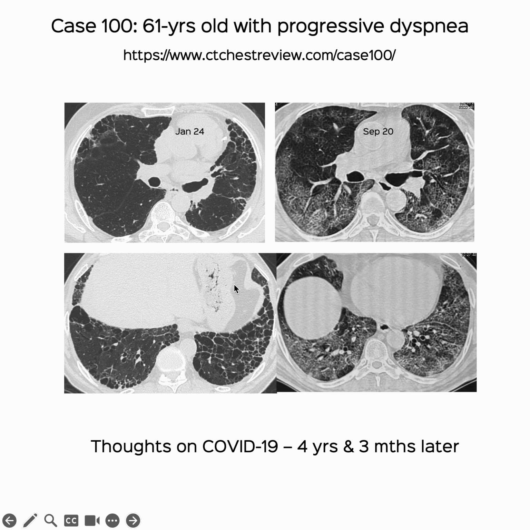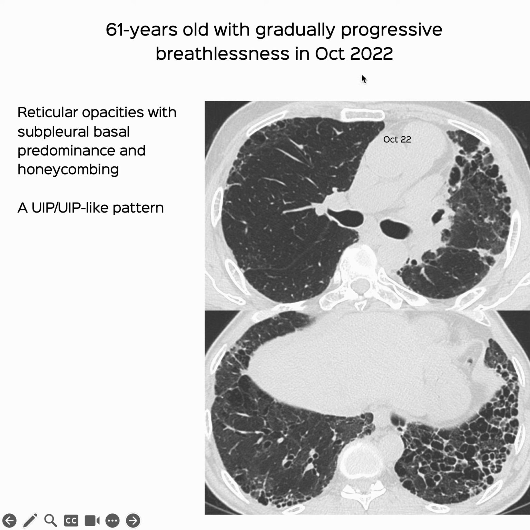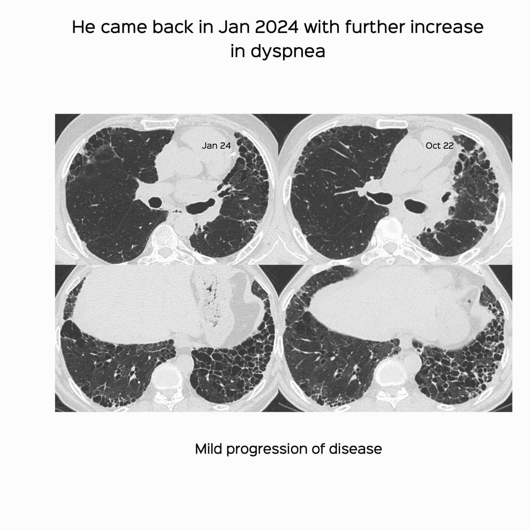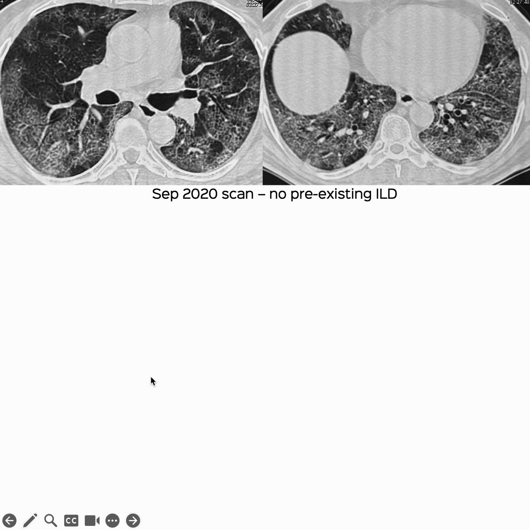Hi, welcome to Case 100, and this is Thoughts on COVID-19 4 years and 3 months later with a 61-year-old with progressive dyspnea. So this patient came in October 22, and you can see honeycombing, subpleural basal predominance, some cystic changes, and an overall UIP-like appearance. He came back in Jan 2024 with further increase in dyspnea, and we can see a little further subtle mild progression of disease.